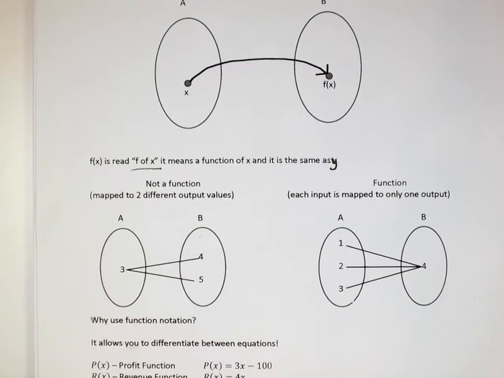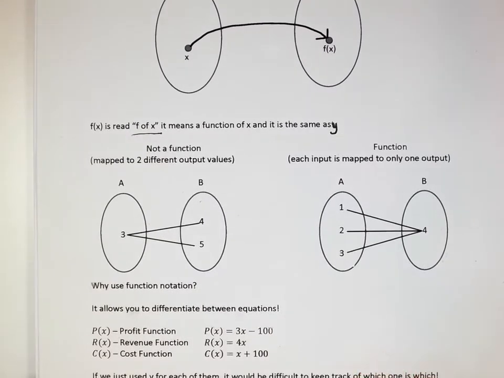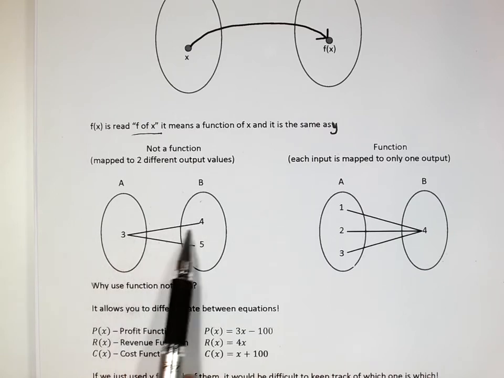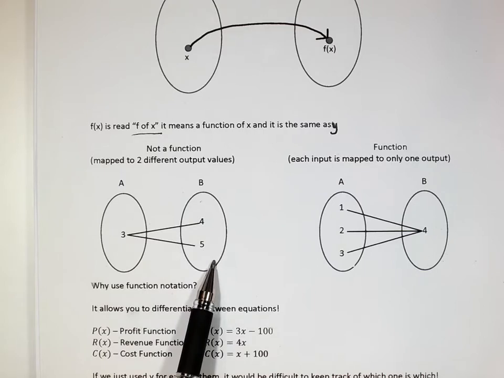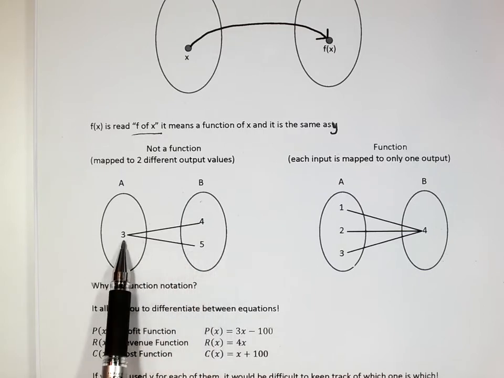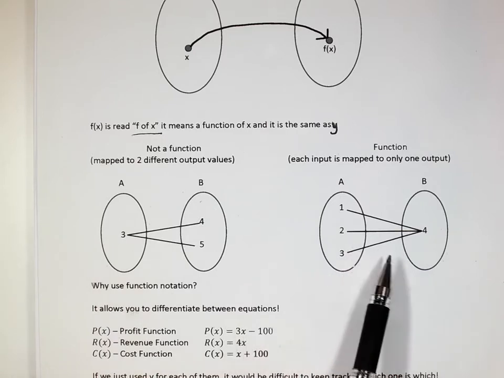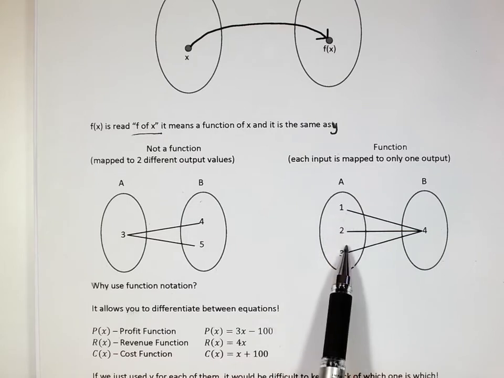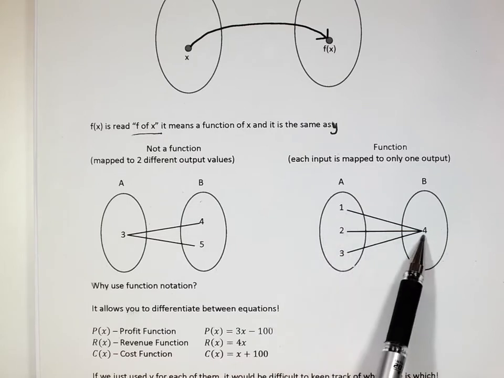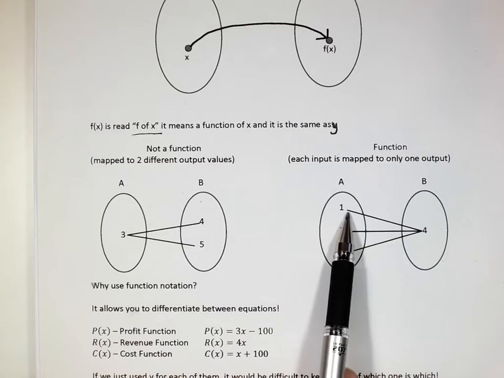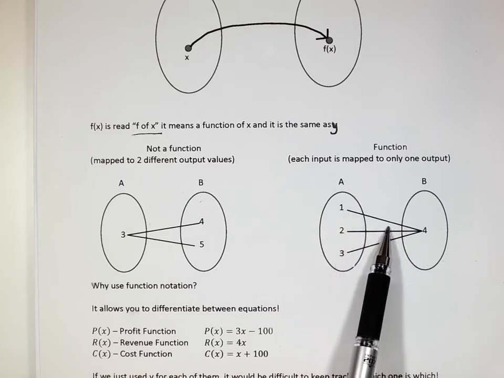But first, let's just look graphically at what is a function and what is not. So this first one is not a function because this input value 3 is getting mapped to two different output values. And for it to be a function, it can be mapped to one and only one output value. The second case is a function. I have 1, 2, and 3 as my input values. They're all being mapped to 4, but that's fine as long as they're not mapped to more than one thing. So this one is a function.